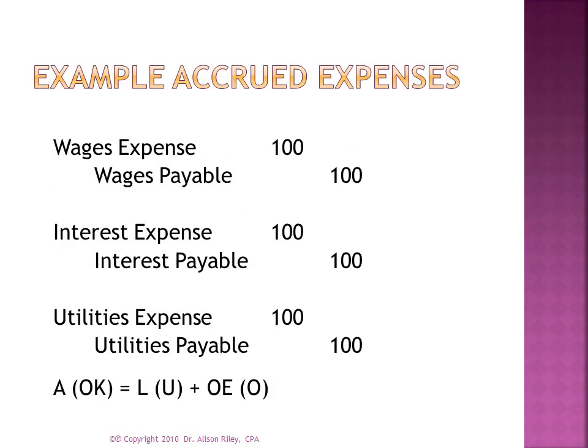Here's how we make the adjusting journal entries to record the accrued expenses for the three previous examples. Notice that in each case we debit an expense and credit a corresponding payable to show that we owe payment for these items. If we omit to make this adjustment, our expenses and liabilities will be understated and our net income, retained earnings and equity will be overstated.